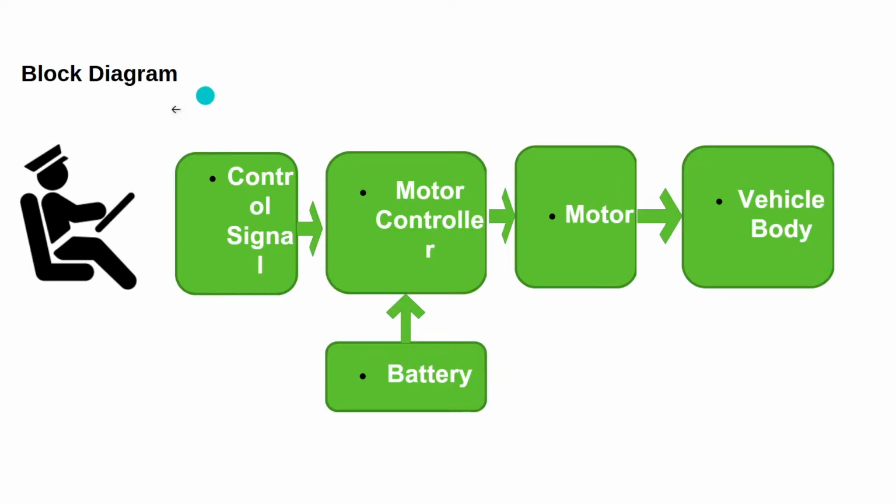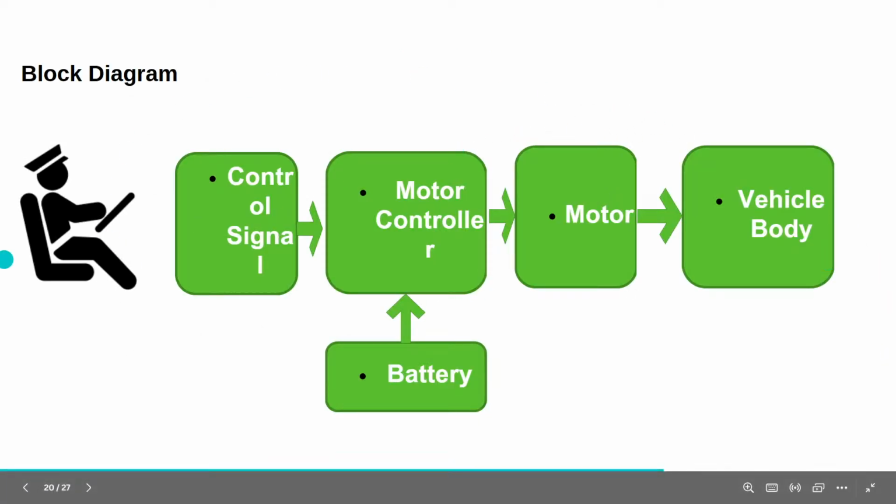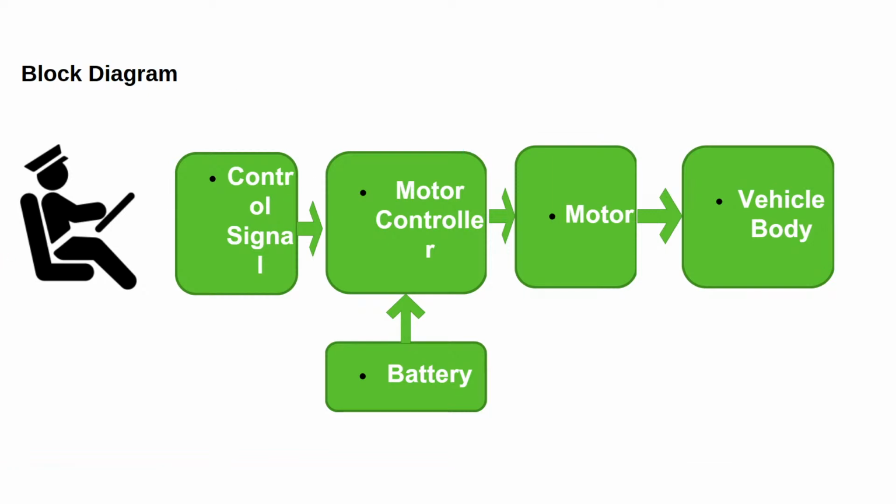So next we will see the block diagram. This is a simple block diagram of an electric vehicle. In an electric vehicle, the control signals from the various components play a crucial role in the vehicle's operation. So first, the motor controller part.